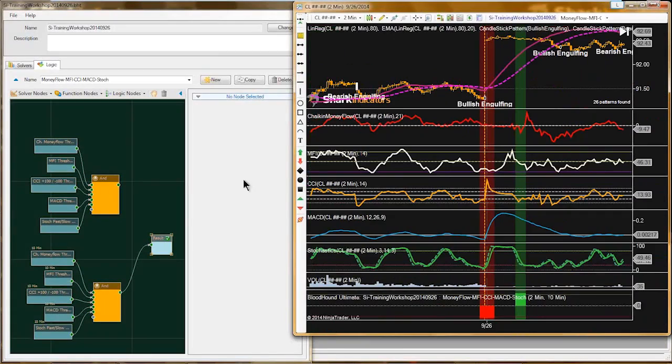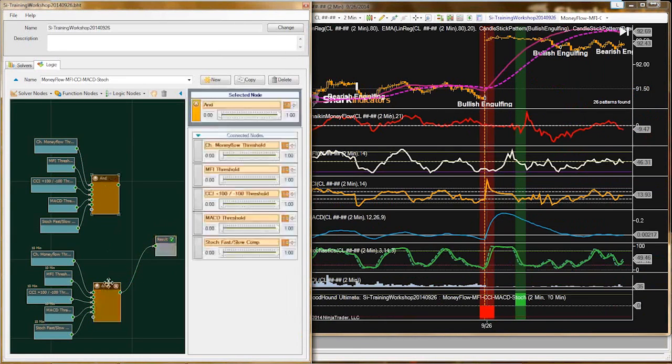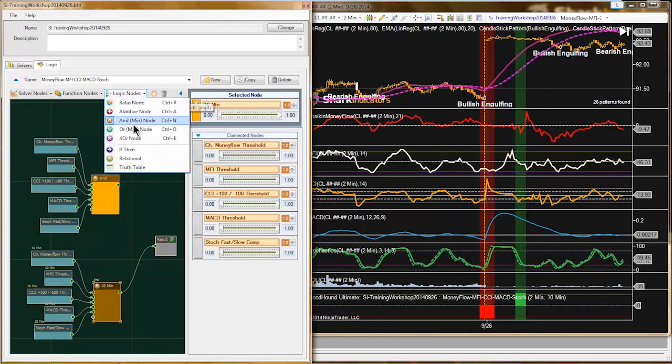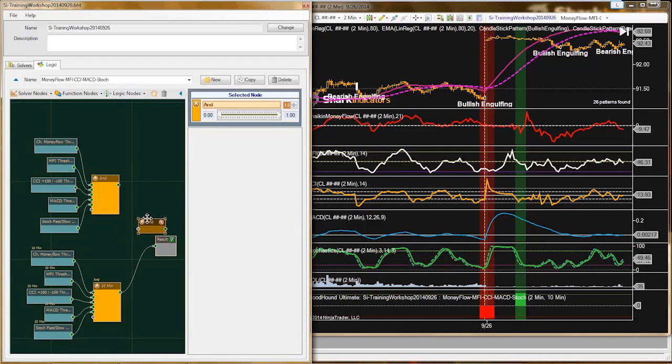Now, if I want to make sure that the 2-minute and the 10-minute are working with each other, let's see, how about if I just name this? I'll call it the 10-minute. So now my AND node here tells me that these are all working on the 10-minute. So if I want to make sure that the 2-minute and the 10-minute are working together, or in alignment, or in agreement, I just use another AND node.